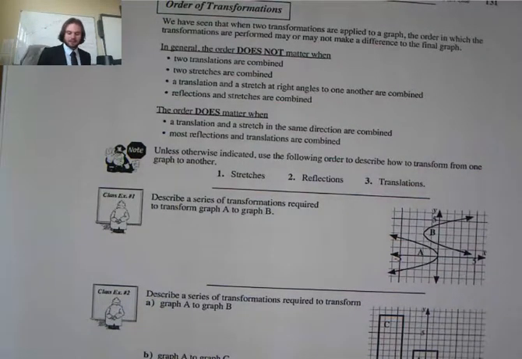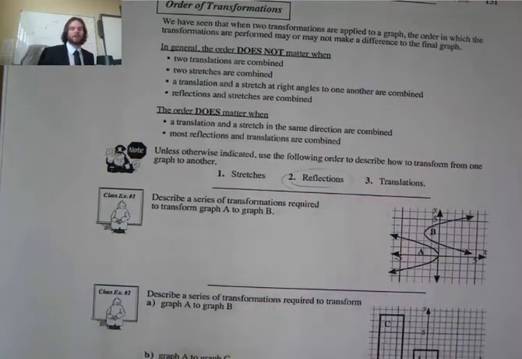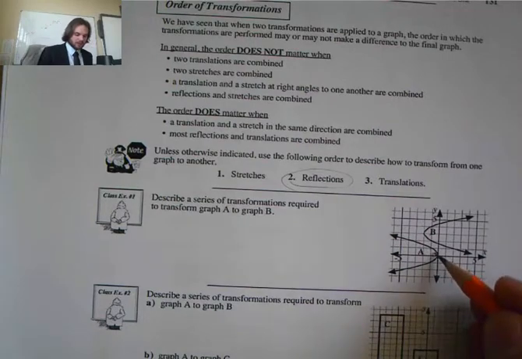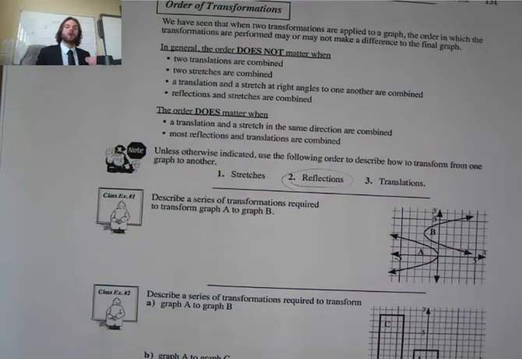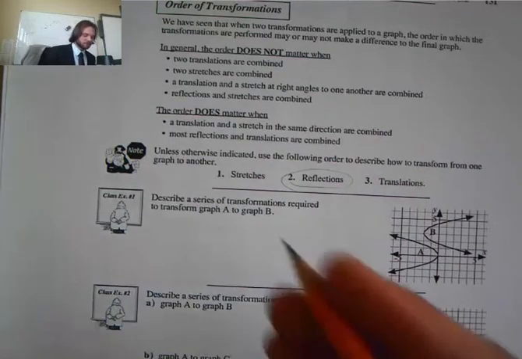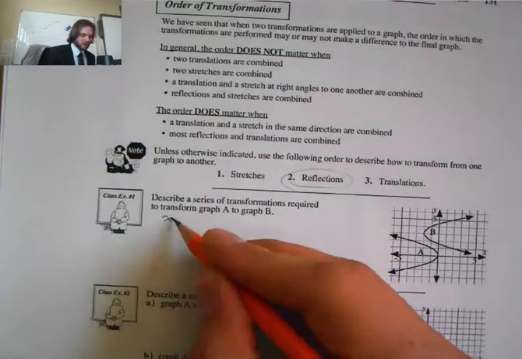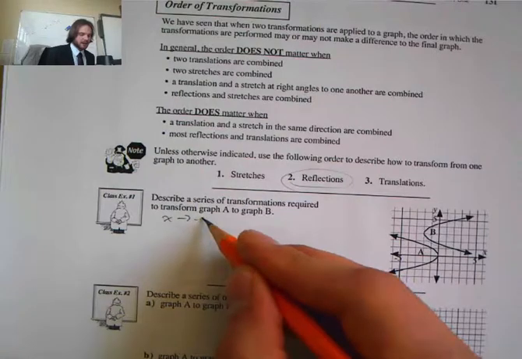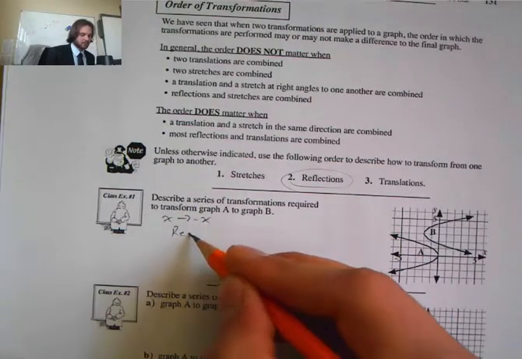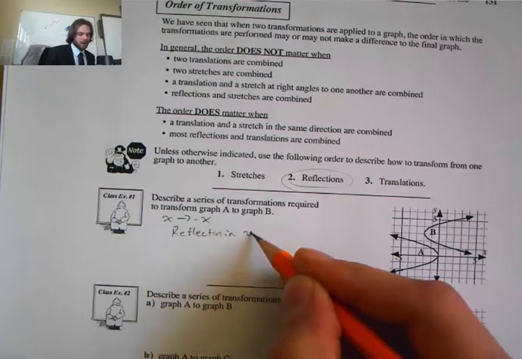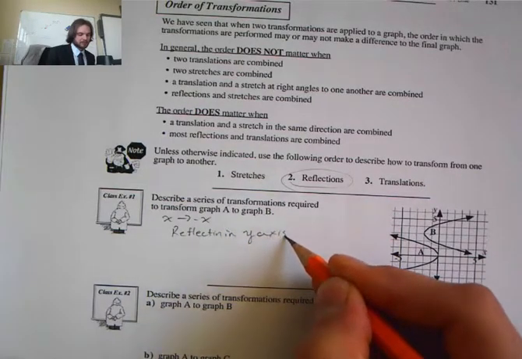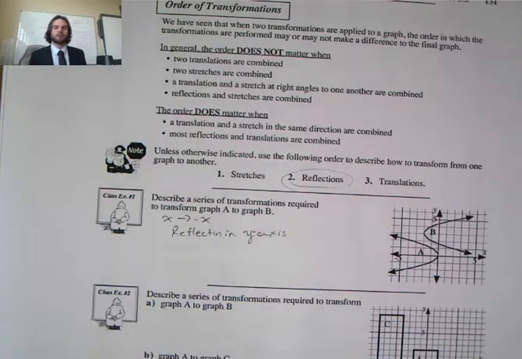Next, it says, are there any reflections that take place? So we've done stinky, now we're on rotten. Reflections. Well, yes, there is. This is opening this way, and this one's opening this way. So there is a horizontal reflection. So x got replaced with -x, and we have a reflection in the y-axis.